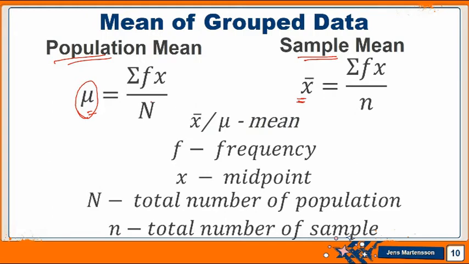Kagaya nung ginawa natin sa video ng variance, ganun lang din kunin ang mean ng group data, na kung saan summation of F times X divided by the total number of the sample or population.